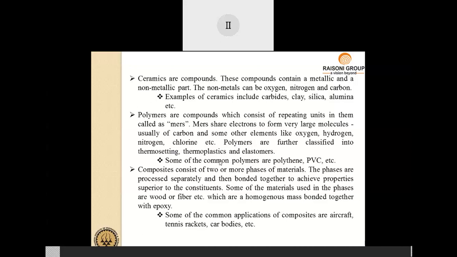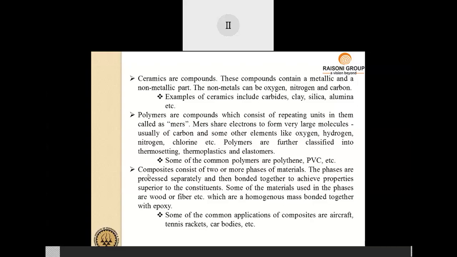So polymers can be classified as thermosetting, thermoplastics, and elastomers. Common polymer examples are PVC. PVC pipe, you all know, is nothing other than a polymer. Then polythene, the different plastic packets, polythene packets you find. There are different types of polymers.